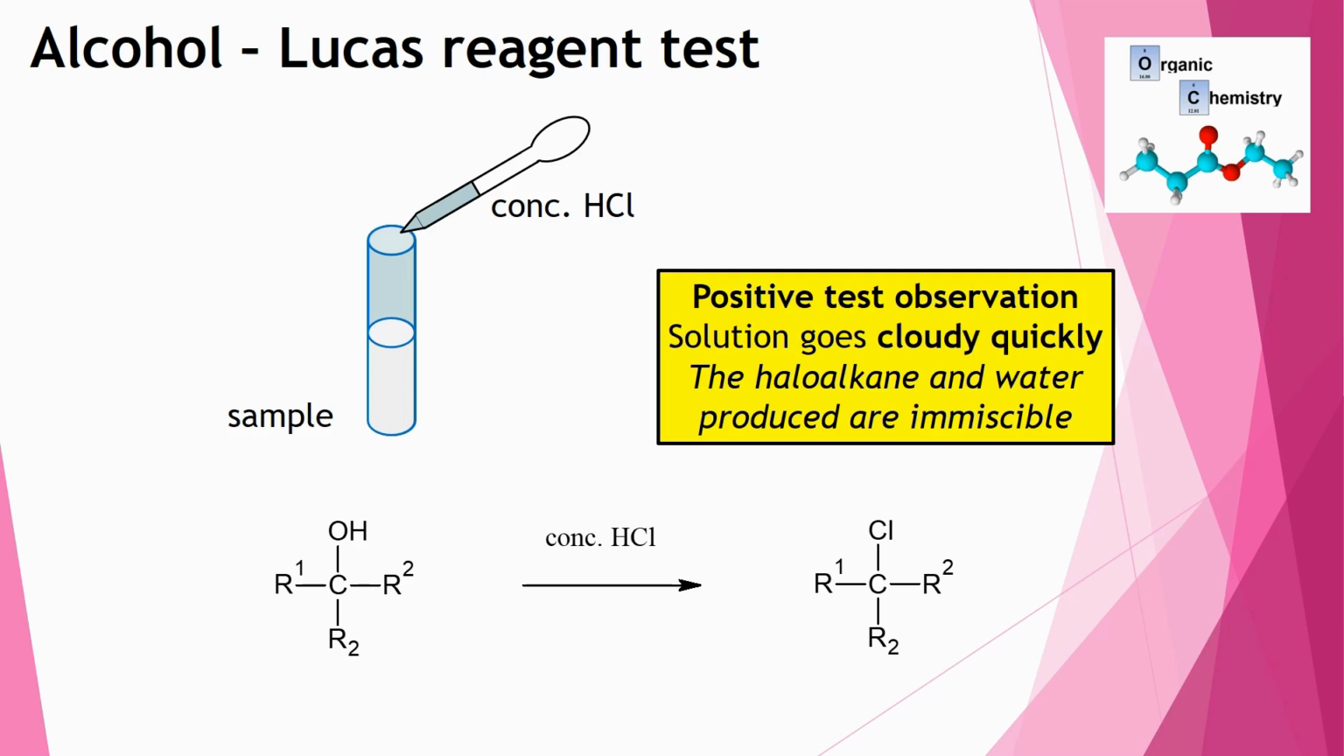It happens that primary alcohols will not react with Lucas reagent. Secondary alcohols will go cloudy slowly over time. So it's harder to recognize the secondary alcohols, but you can get to a situation where you become comfortable with identifying their transition.